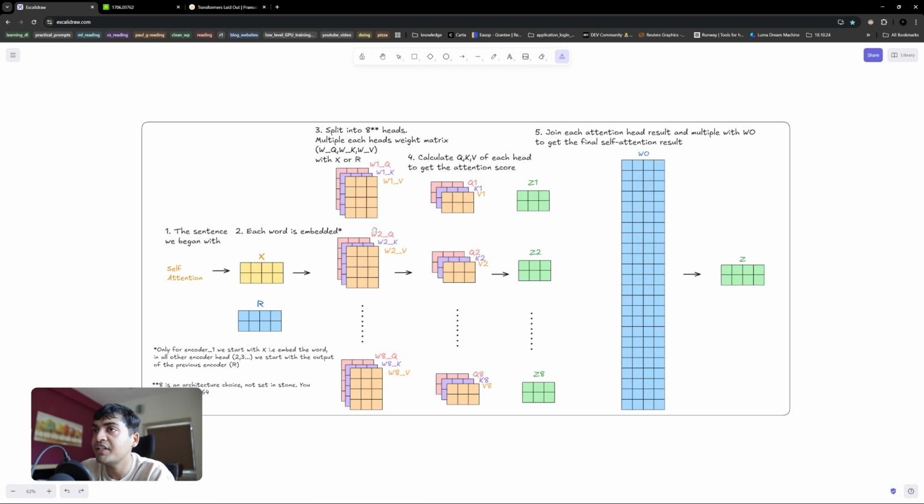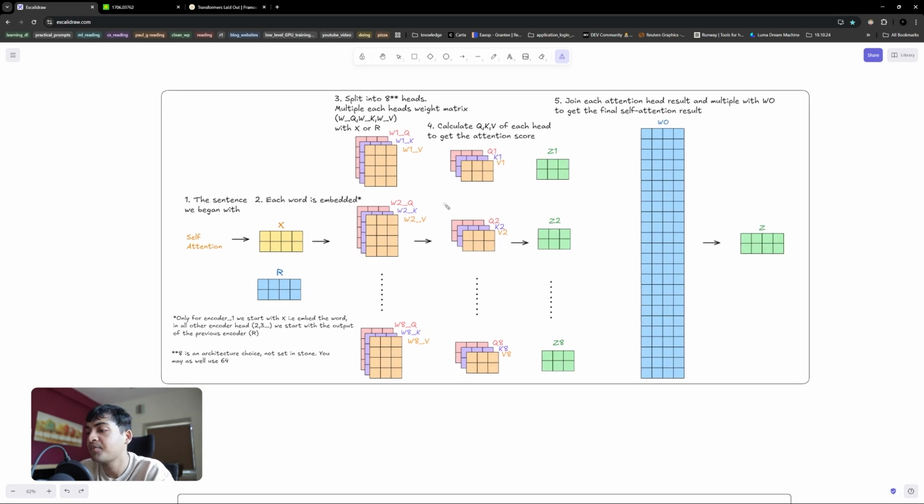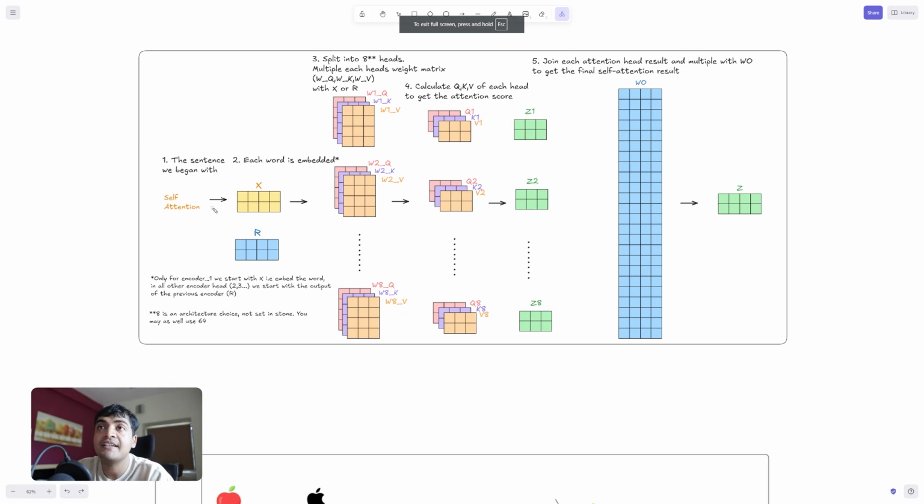To get a quick summary of what is going on, let's have a look at this. We begin with a sentence, we embed it, and then we multiply that by the different weight matrices, which gives us the final QKV matrices. Using these we put it through the formula to get Z1, Z2, and the different attention scores for each attention head, which we concatenate together and multiply by the WO matrix to finally get the Z attention score.